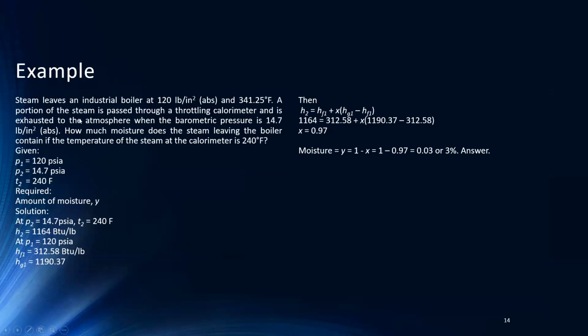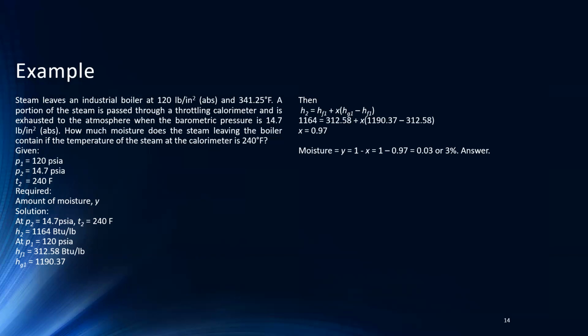Sample problem. Steam leaves an industrial boiler at 120 pounds per square inch absolute and 341.25 Fahrenheit. A portion of the steam is passed through a throttling calorimeter and is exhausted to atmosphere when the barometer is 14.7. So it is exhausted to the atmosphere, not the condenser. How much moisture does the steam leaving the boiler contain if the temperature of the steam at the calorimeter is 240 Fahrenheit? That is the moisture content.